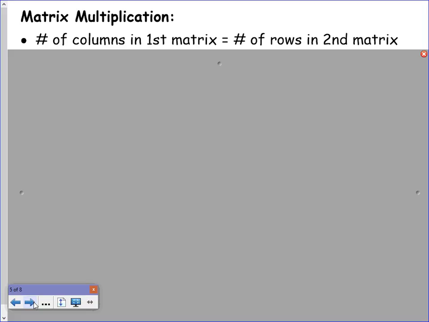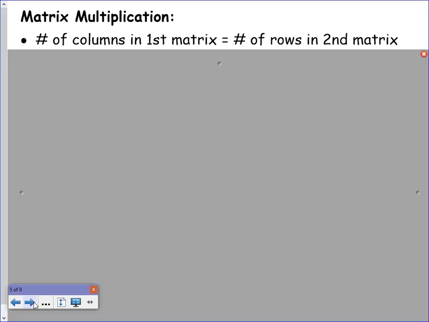Okay. So in matrix multiplication, here's the rule. They don't have to be the same order anymore. But you do have to have the number of columns in your first matrix equal to the number of rows in your second matrix. And so columns in the first must equal rows in the second.